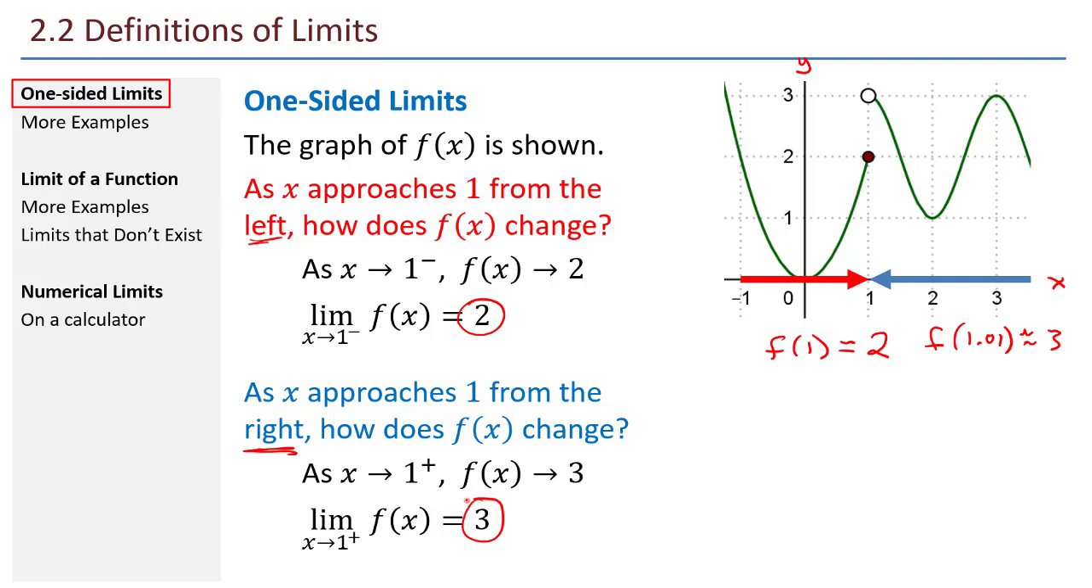Just a quick note, the answer to a limit problem is a y value. Sometimes students get confused about this. The answer to a limit problem is a y value. 2 was the y value that I approached when x went to 1 from the left, and 3 was the y value that was approached when x went to 1 from the right.